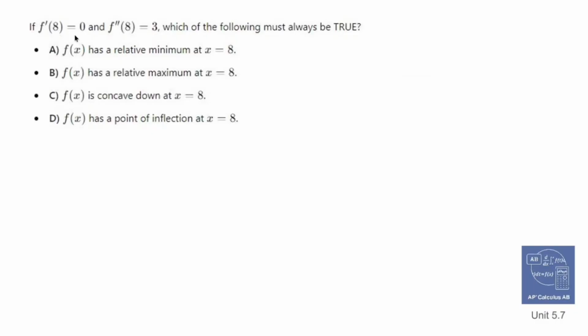If f prime of 8 equals 0 and f double prime of 8 equals 3, which of the following must always be true? Well, f prime of 8 equals 0 means that x equals 8 is a critical point. F double prime of 8 being positive means that my second derivative is positive, so it's concave up. And it's concave up at a critical point, which means that's a relative minimum. So in this case, I have a relative minimum at x equals 8.